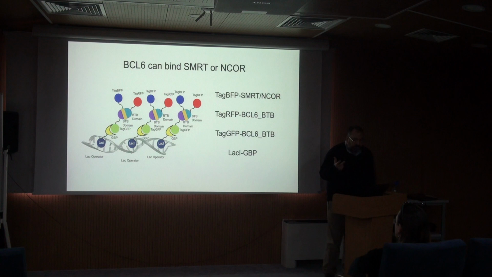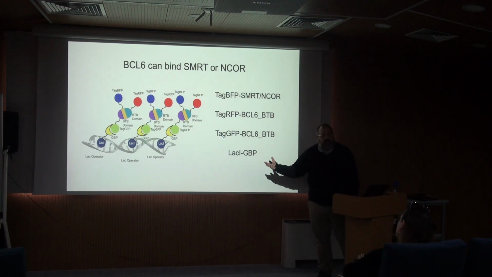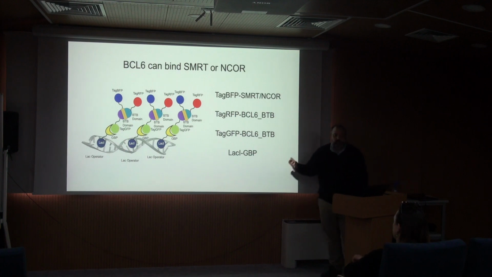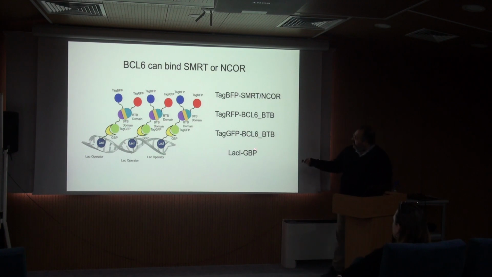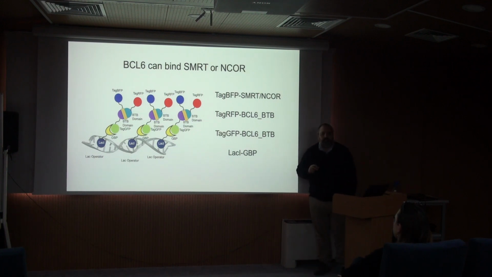So the first type of thing that we can address with the system is, does BCL6 homodimerize, and can it interact with SMRT or NCOR in the system? We know it does because there's crystal structures, but can we use this system to show this? So in the system, we're expressing the Lac repressor GFP binding protein, which will recruit the GFP tag BCL6 BTB domain. If that's homodimerizing with its own self, then RFP will be recruited, and then on top of that, if that interacts with SMRT or NCOR, then BFP will be recruited. Okay, is this system clear how it works?